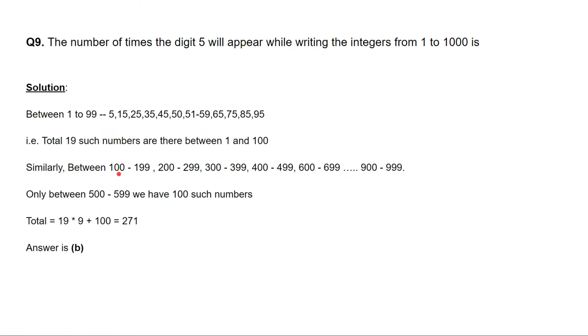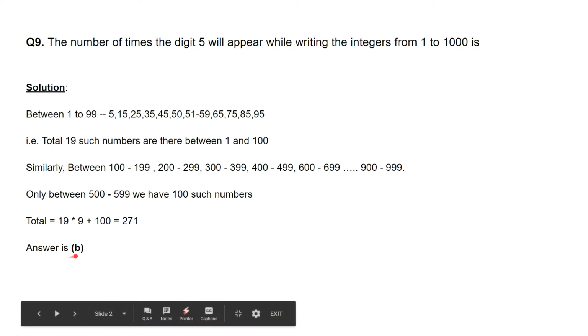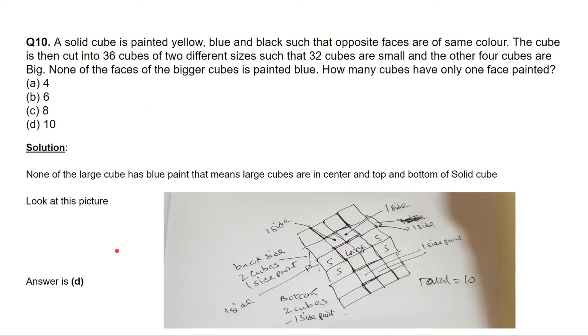Now, similarly, between 100 to 199 and 200 to 299 and 600 to 699 and 900 to 999, all will have 19 numbers containing digit 5, except between 500 to 599, because in 500 to 599 all the numbers contain the digit 5. So we have a total of 100 such numbers. So if we count all of them, 19 into 9 plus 100, we get 271. So the right answer here is B. Let's move to the next question.